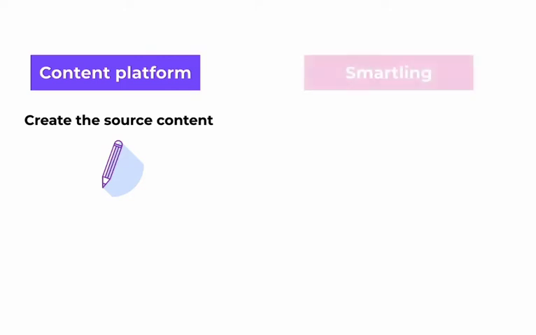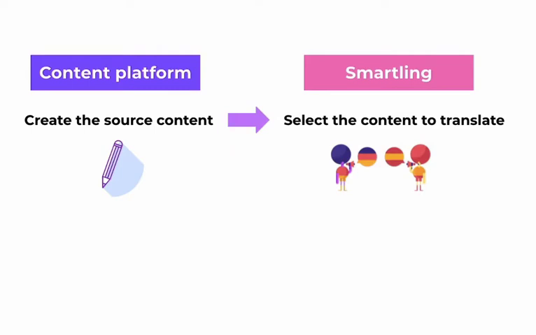Here's how it works. You can follow your usual process to create the source content in your content platform. Everything else then happens in Smartling. In your Smartling dashboard, you can see a list with all of the pages and articles from your content platform, so you can simply pick the ones that you would like to translate.